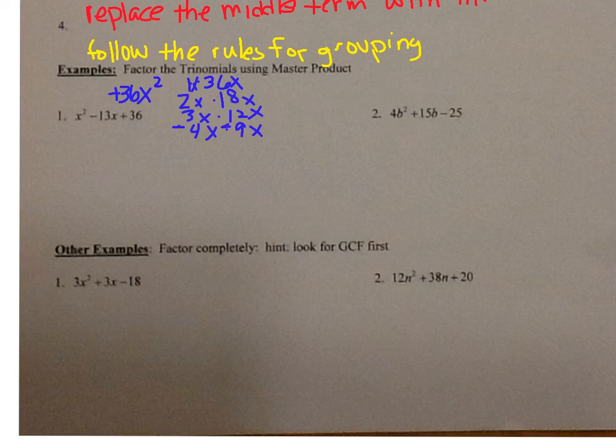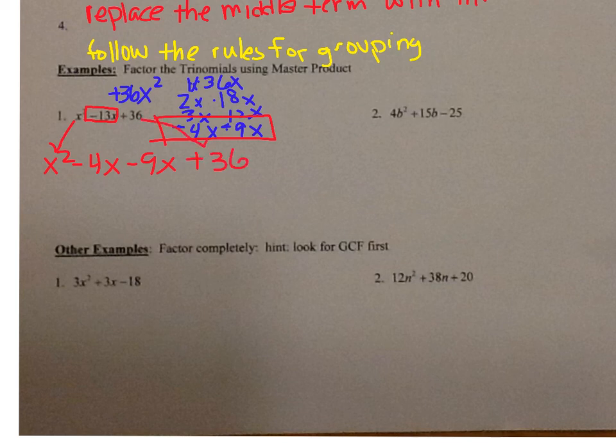Now you're going to take these two numbers and replace the middle term with those two numbers. So it's going to be, bring down the x squared. Now write negative 4x minus 9x. It doesn't matter if you put the 9x first. You'll still get the same answer. And then you bring down the last term over there.